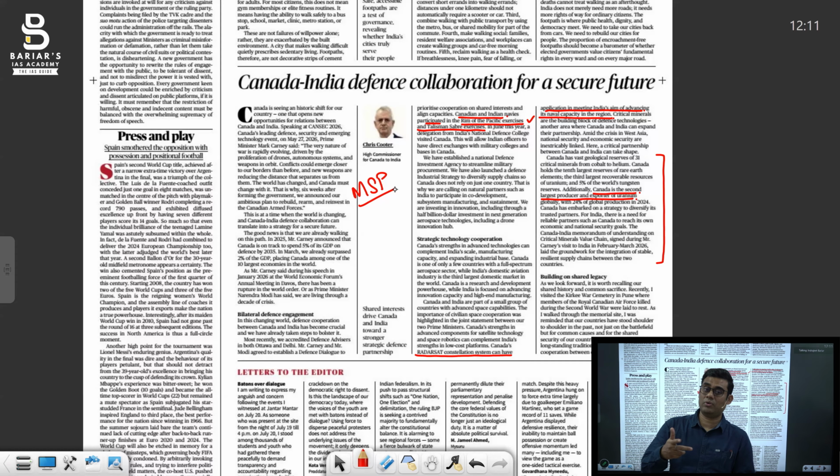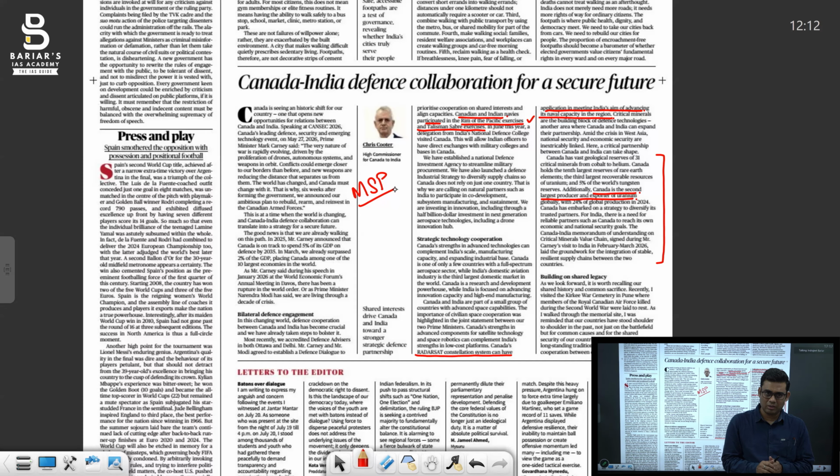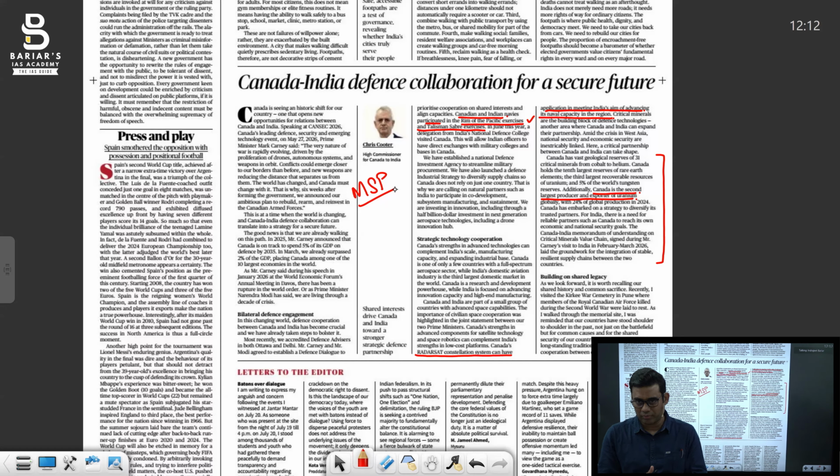Like critical minerals, for example, we have bilateral mechanisms also. The Minerals Security Partnership is a multilateral mechanism. This is to secure the supply chain and to diversify the availability. So these countries came up together to counter the hegemony of China or over-dependence on China. But along with that, India has bilateral mechanisms also.